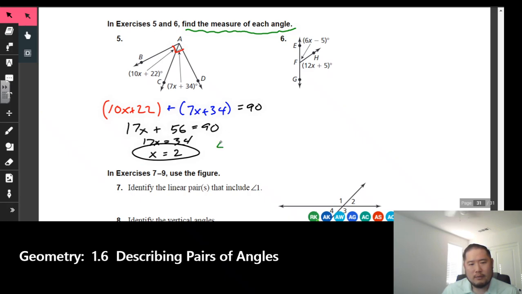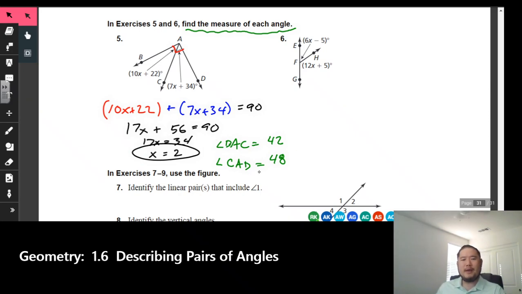And so angle BAC, if you take 2 and you plug it in, 10 times 2 is 20, plus 22 is 42. The next one is find angle CAD, and plug 2 into the equation. 7 times 2 is 14, plus 34 is 48. And there you have it. And if you add them both up, they equal 90, which tells me that everything works out beautifully.